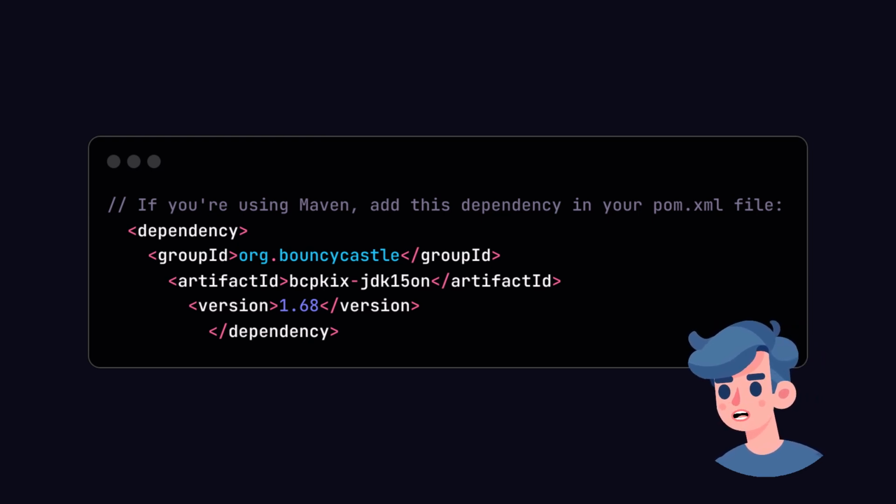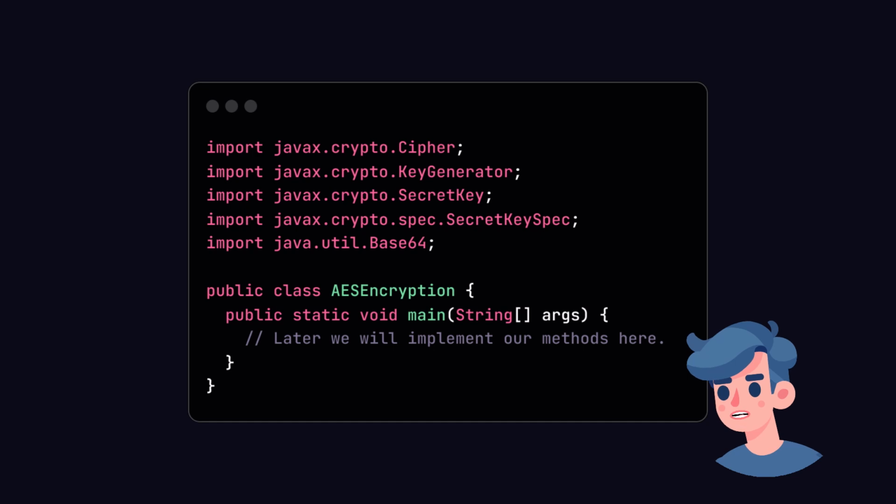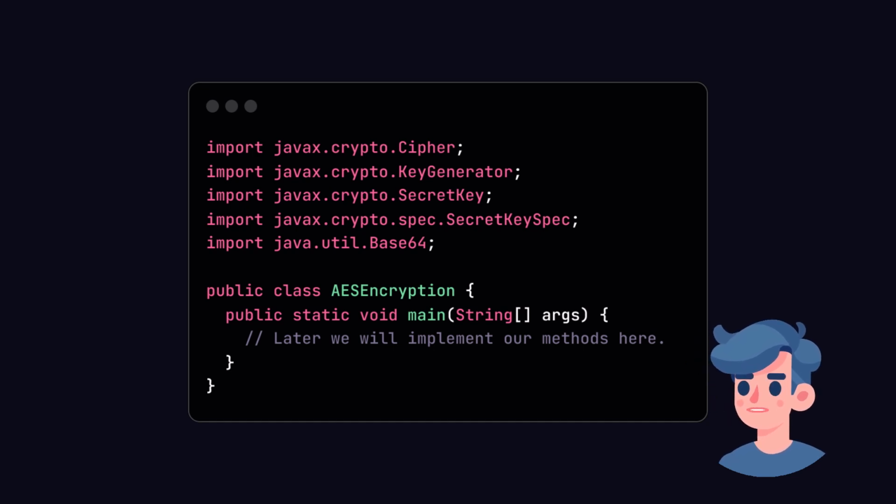Before we implement AES encryption, we need to add dependency libraries to our project. Let's do that next. In this tutorial, we'll create a simple Java project that can encrypt and decrypt a string using AES. Let's begin by setting up our main class and the necessary imports.